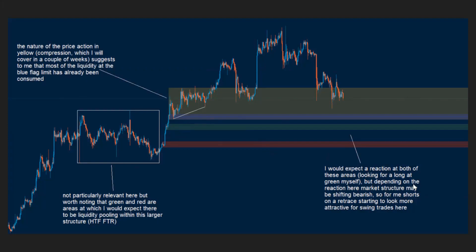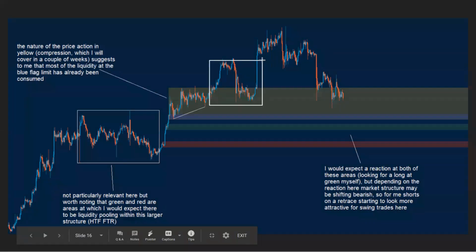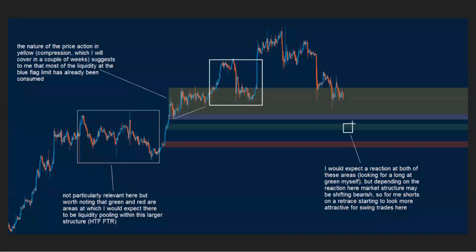Okay. And I just noted that, yeah, as I explained, when price breaks down through this structure, to me that suggests that, although you're likely to get reactions at these areas, for me, shorts on a retrace look more attractive for swing trades because you've got more room to run price down. Okay.